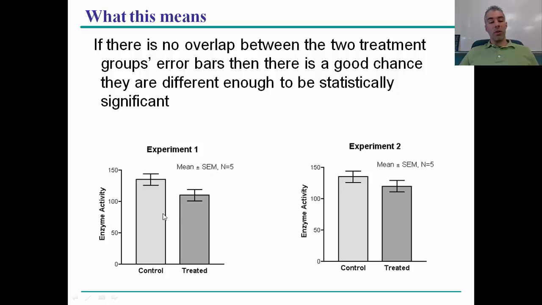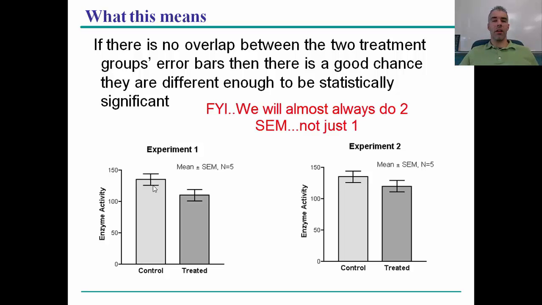But we don't want overlap, because overlap means, depending on what we're looking for, but if we're trying to figure out if these 2 things are different, you don't want overlap. Overlap means that they are not statistically different between their error bars.